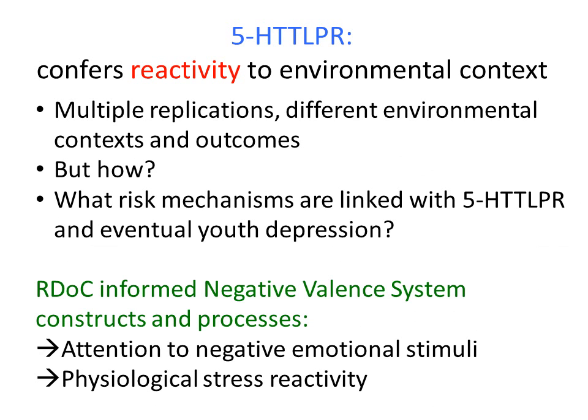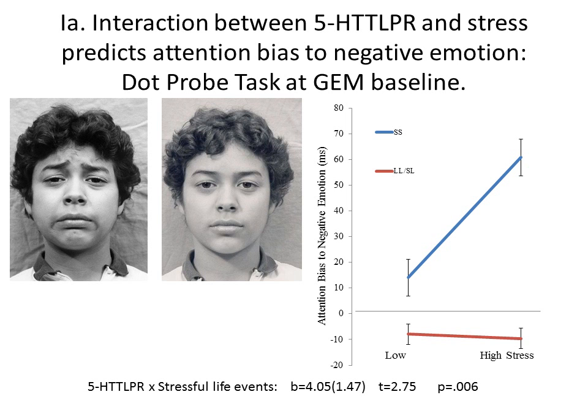So given all of that, we have multiple replications, different contexts. How might this be happening? What might be some mechanisms? So I picked basically two RDoC-informed negative valence systems that I want to show some data on that we've been interested in. One is attention to negative emotional stimuli. The second is physiological stress reactivity.